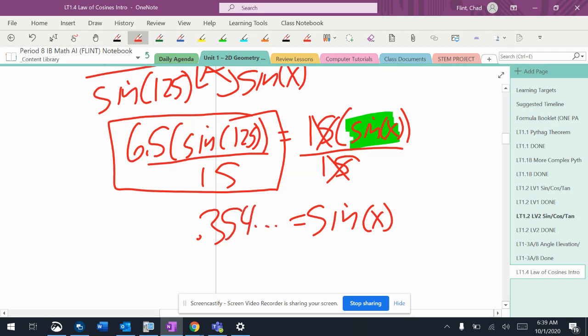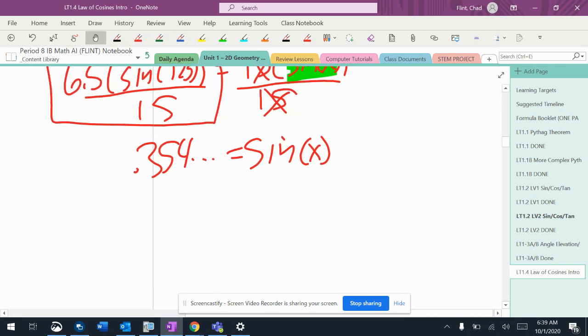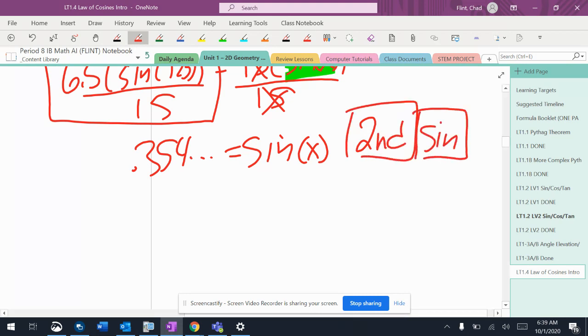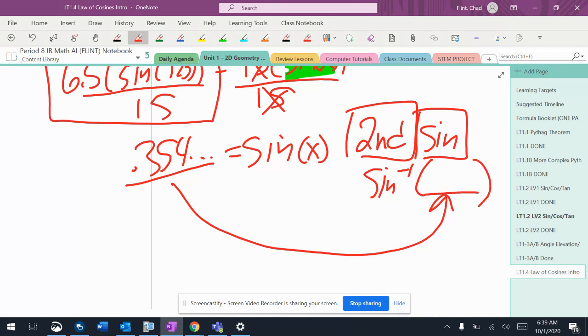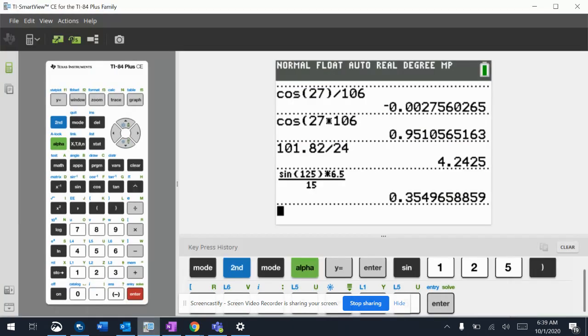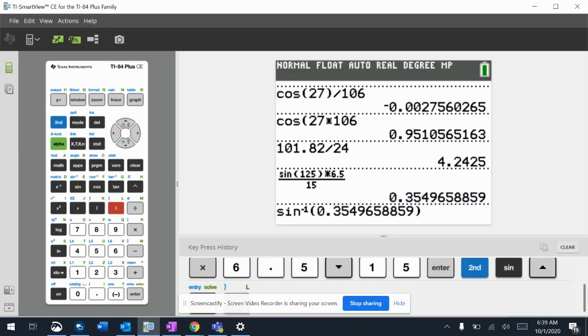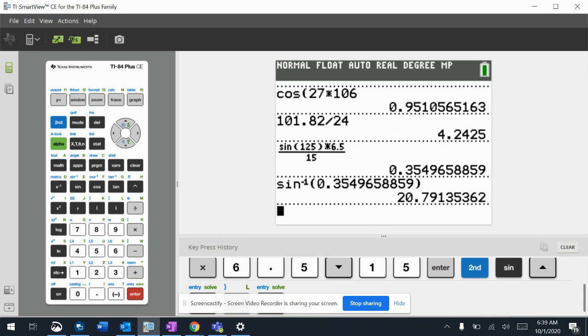Now, here's the thing. It's sine of x. We're not done yet. We need to find the angle. So remember, the reason I did review of sine, cosine, tangent stuff was I need to do second sine to get an answer here. So that's going to give me the sine with a little -1, and I'm going to put that decimal right in those parentheses. All right, and then that's going to give me x equals whatever the angle is supposed to be. Now, I'm not typing the decimal in there. I'm going to hit second sine, and then I'm just going to go up, grab the decimal, and hit enter. And it's going to give me 20.791.